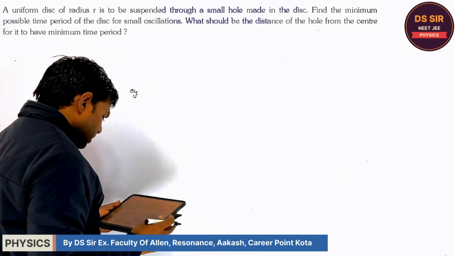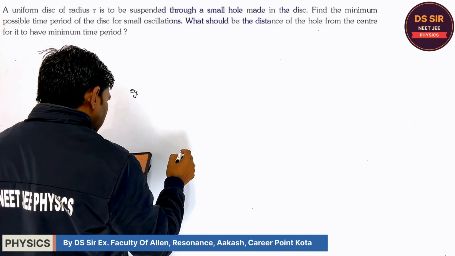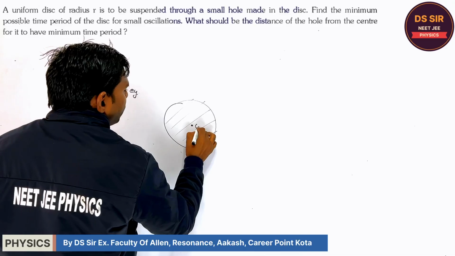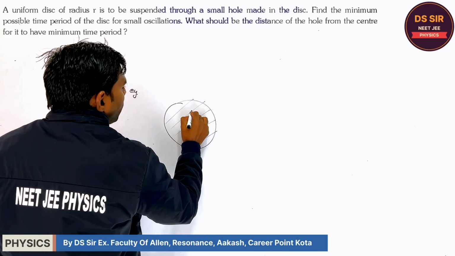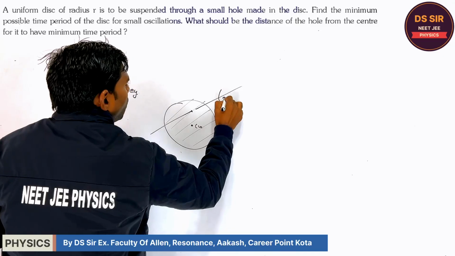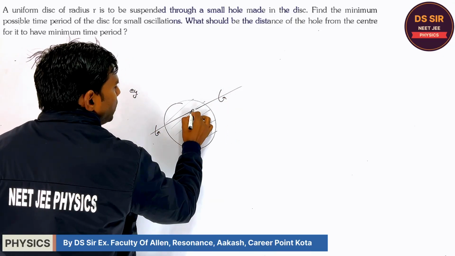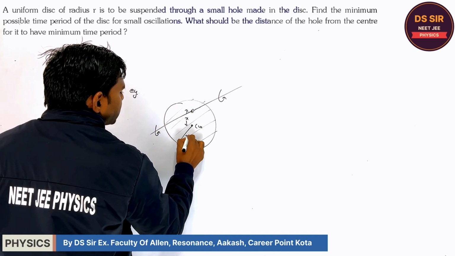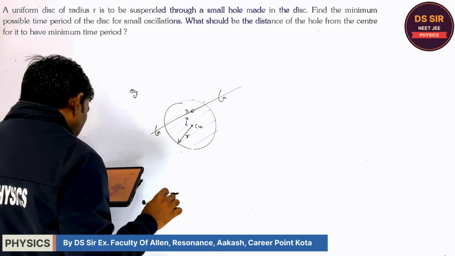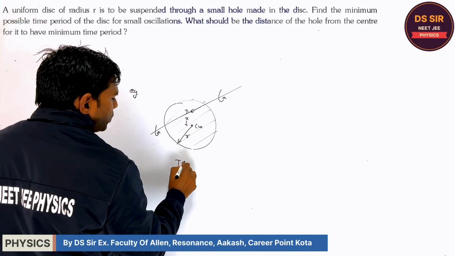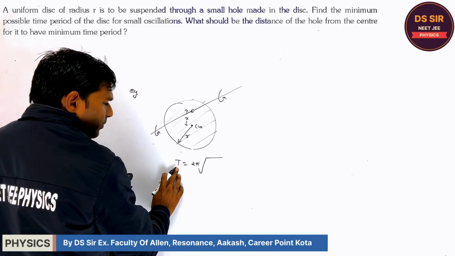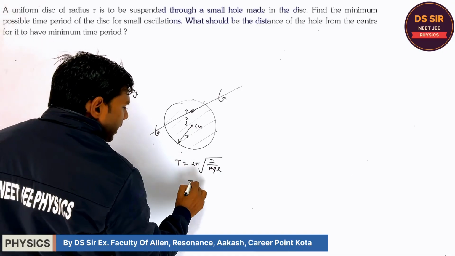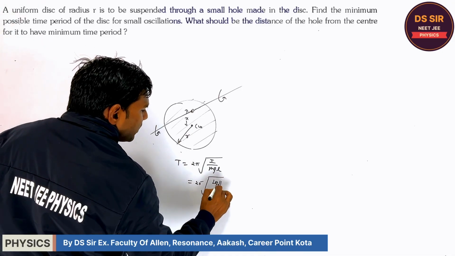In this illustration, a uniform disc of radius r is suspended through a small hole. Suppose this is the disc, uniform disc, this is the center of mass of the disc, and it is suspended from a hole, like this is the axis of rotation and this is the hole axis passing through this. Suppose this distance is x and the radius of the disc is r. Find the minimum possible time period of the disc for a small oscillation, right? You can say we have to find this T minimum, T is equal to 2 pi root I upon mgl, and in the other way it is root L effective upon G.